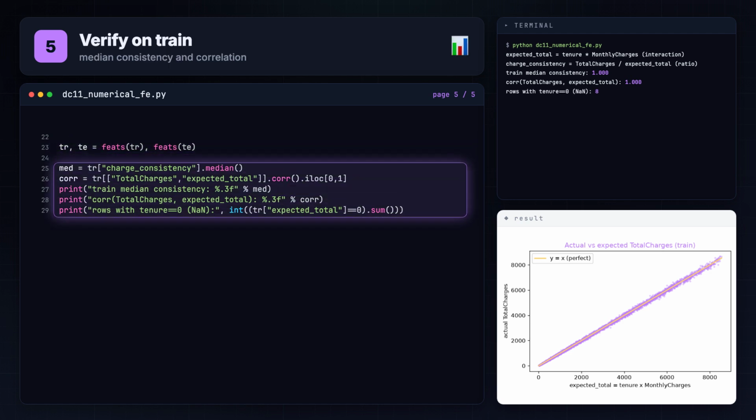On the training set, the median consistency lands right at 1, and actual versus expected line up almost perfectly. Correlation essentially 1. Ratios sharpen the numbers. Next we go the other way.